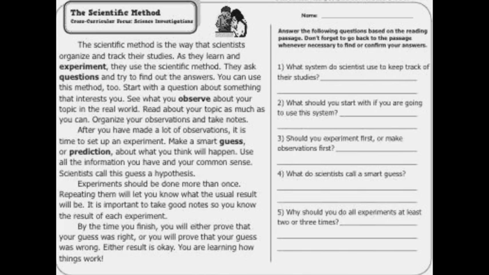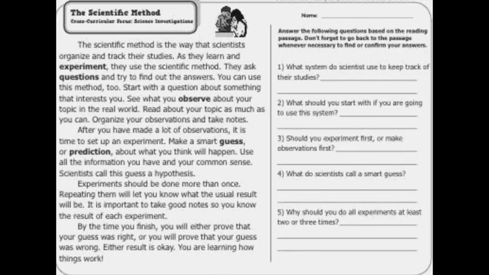I teach second grade students who are 7 and 8 years old, so I will be doing this lesson essentially for my students to understand it at their level. Since I teach second grade students, I would first talk to them about the scientific method.